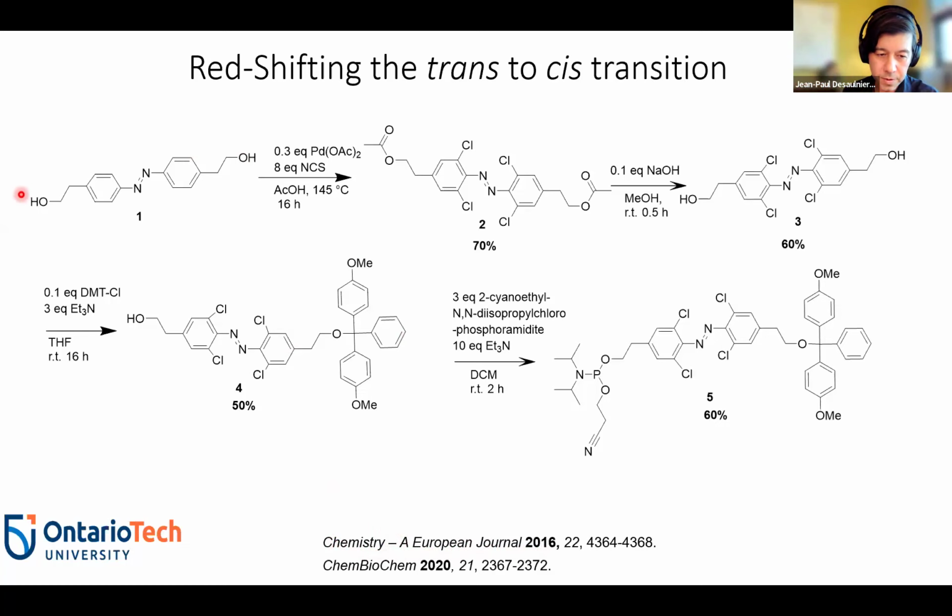We were able to synthesize, of course, our diol azobenzene, and then we used N-chlorosuccinimide and platinum acetate to install these 4 chlorine groups, saponify the acetate groups off, and then we use this DMT group as a protecting group, and then phosphoramidite, which is our building block for RNA synthesis. So in general, the synthesis worked well. It took some time to optimize it.